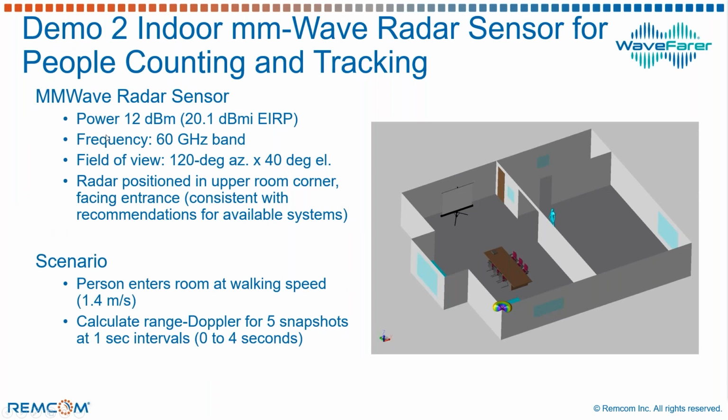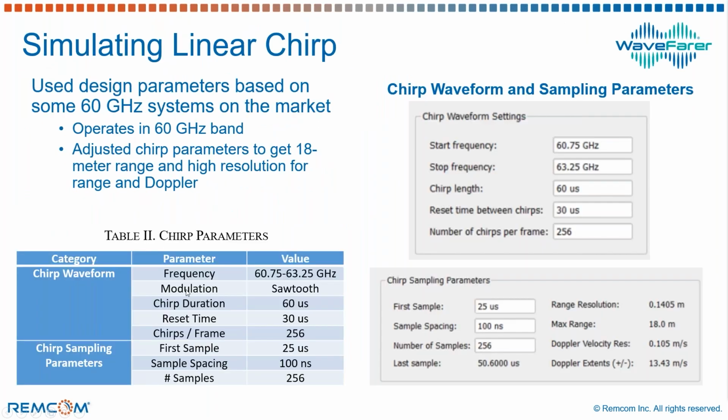So next for this setup, we also set up a chirp waveform and did some Doppler processing. In this case, we set the bandwidth to operate in the 60 gigahertz band, somewhere in the middle between 60 and 64. We set up a sawtooth and set up some different chirp parameters and sampling parameters. And they essentially give us the range resolution and the Doppler velocity resolution shown over here.